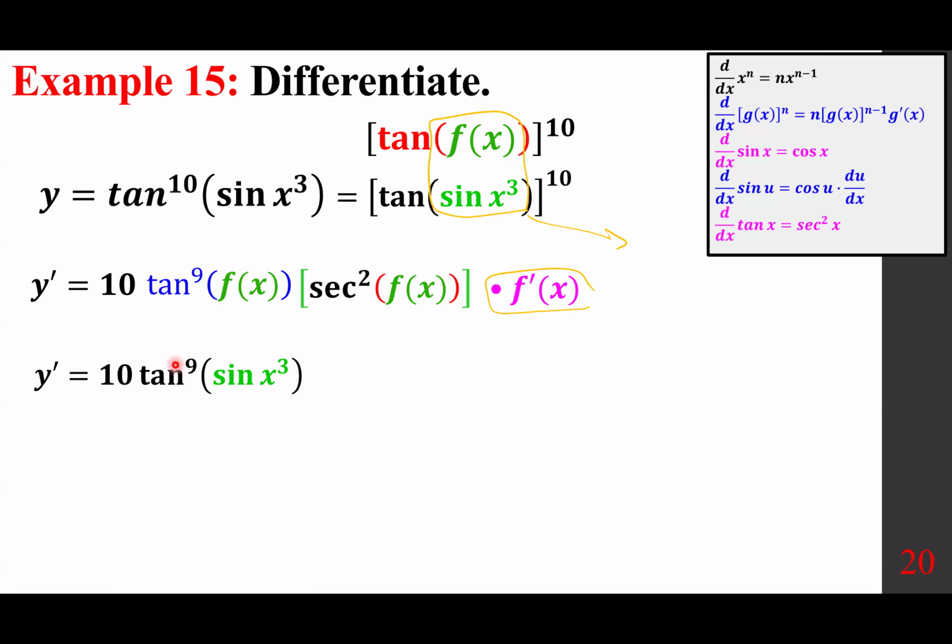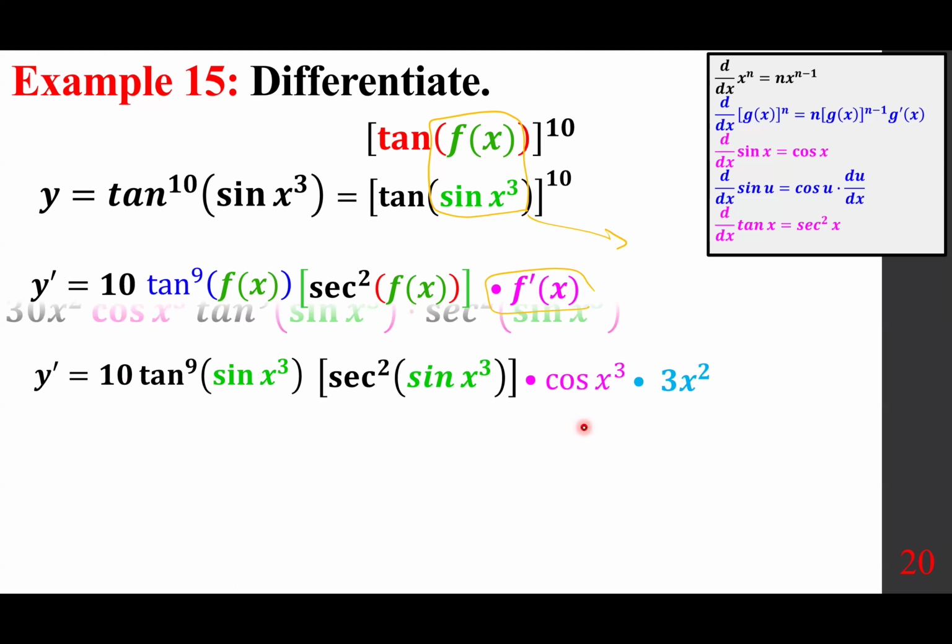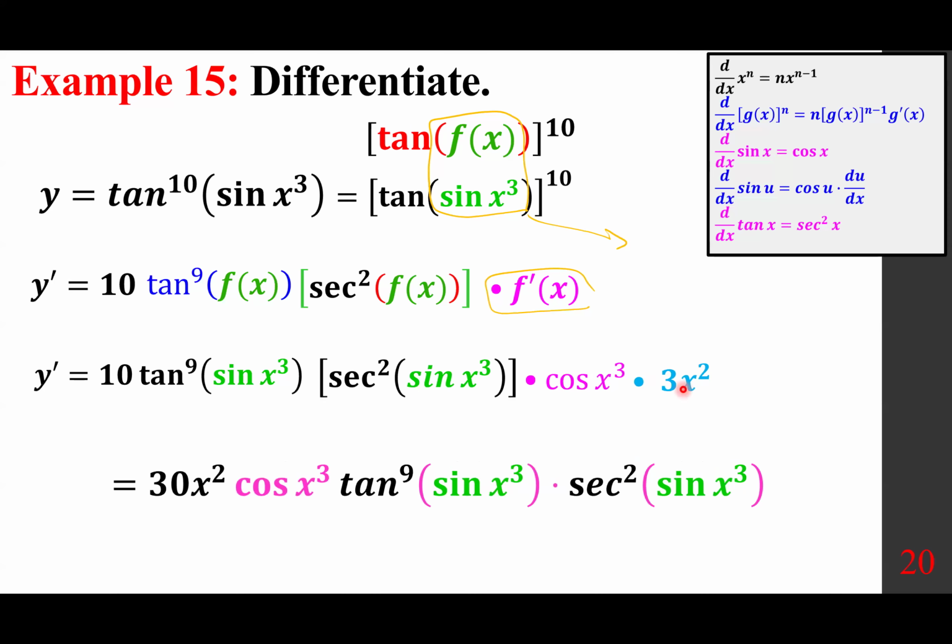So this is 10 tan to the power of 9 of sine of x cubed. This is secant squared of sine x cubed. And f prime of x is cosine x cubed times 3x squared. So 3x squared and 10, we put them in front, and it becomes 30x squared, cosine x cubed also next to it, and then we write the rest of them in the following manner: 30x squared, cosine x cubed, tan to the power of 9 of sine x cubed, secant squared of sine x cubed. And that's the final and easy answer.